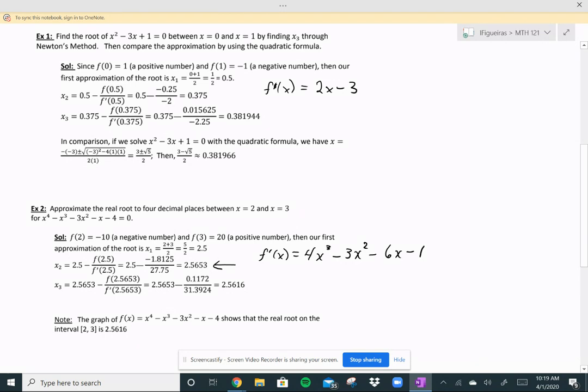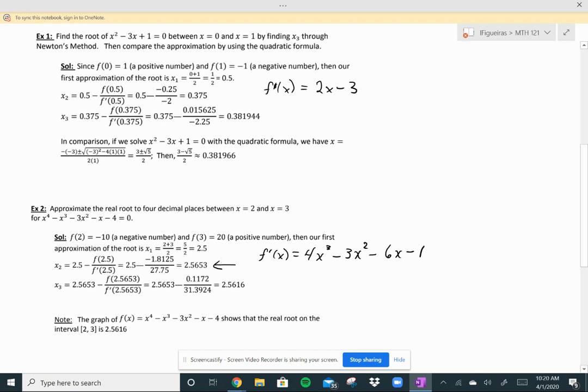So you would be plugging in 2.5 into that derivative, and that's what you get in the denominator of the fraction. So when you compute that all, you get 2.5653 as your approximate root.